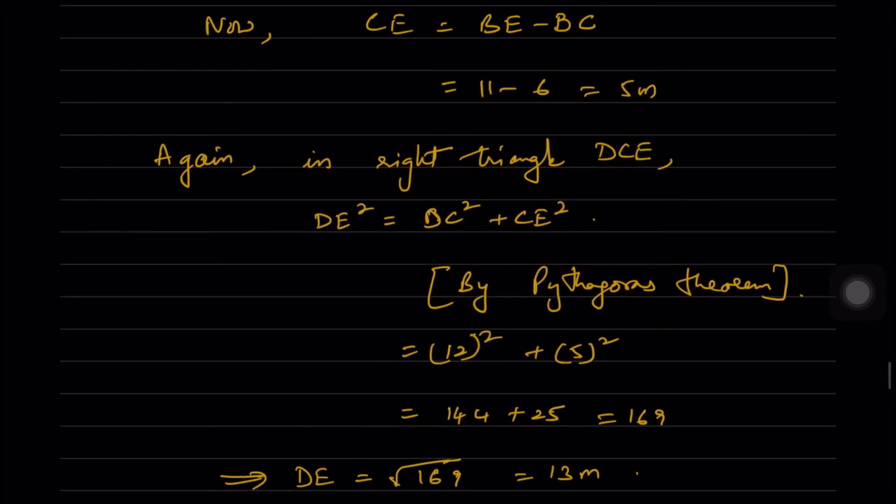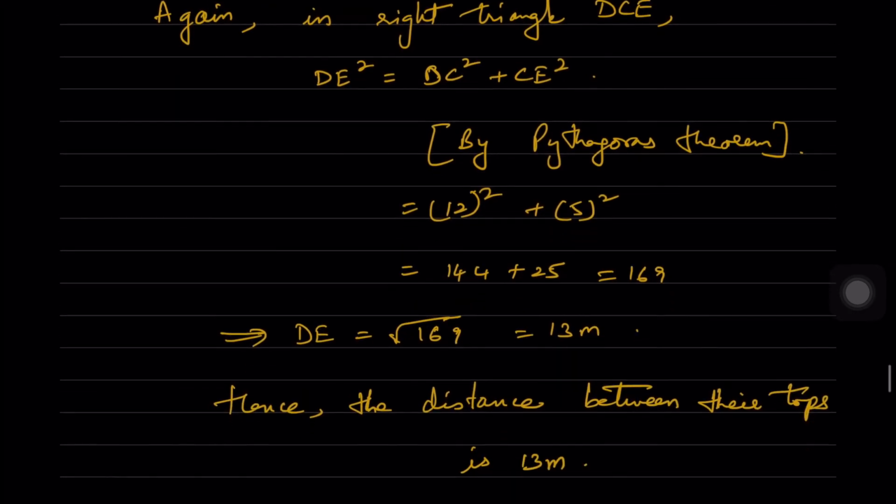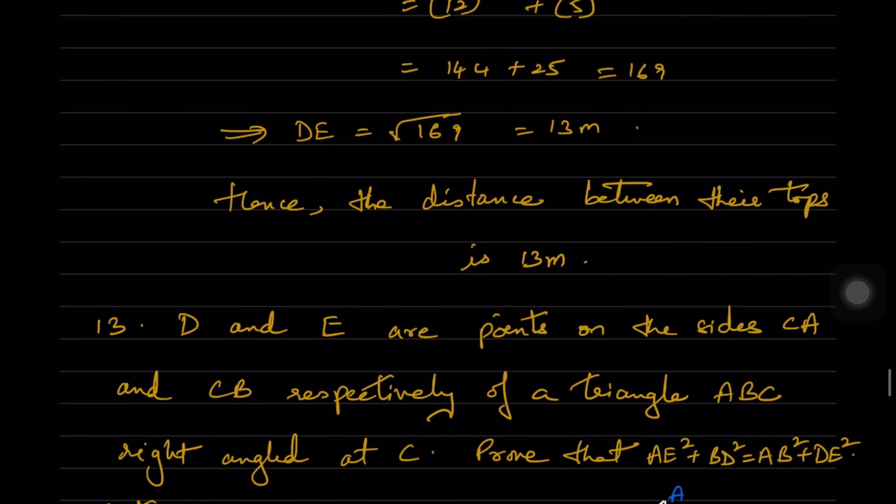So by using the Pythagoras theorem for the right angle triangle DCE, we get DE square is equal to DC square plus CE square, which is equal to 12 square plus 5 square, that is 169. So DE is equal to root of 169, which is 13 meters. Hence the distance between their tops is 13 meters.